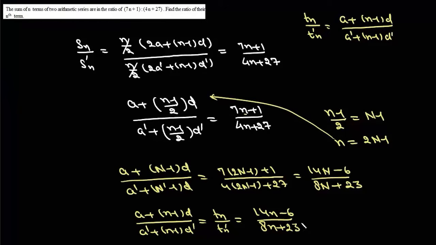So basically the shortcut is, if you have Sn upon S dash n as some function of n, F(n), then the ratio of their nth term Tn upon T dash n will be simply F(2n minus 1). You just need to replace n with 2n minus 1.